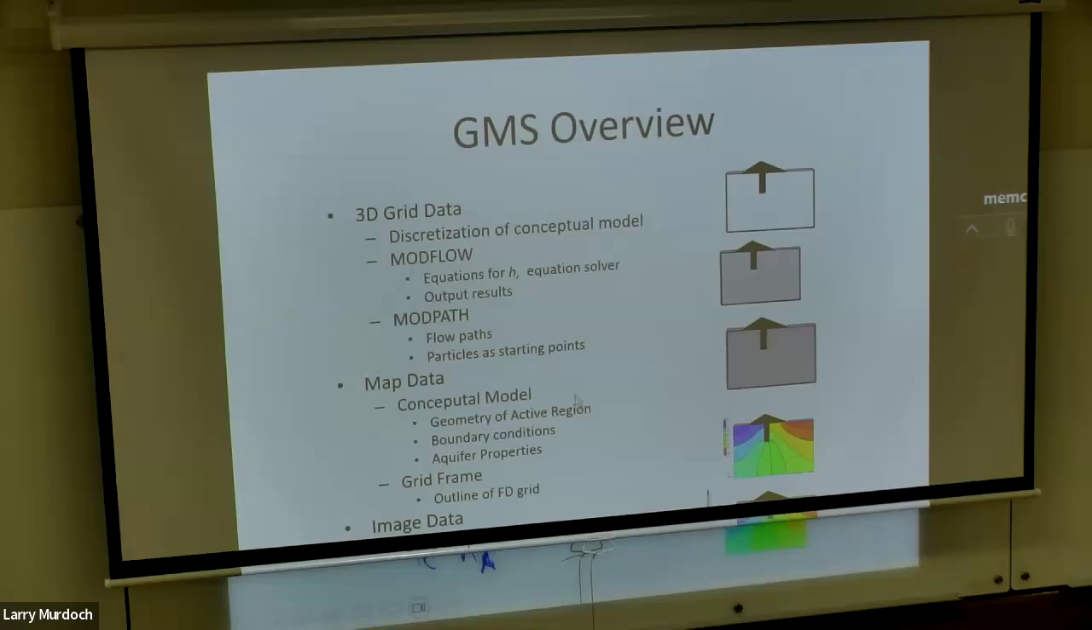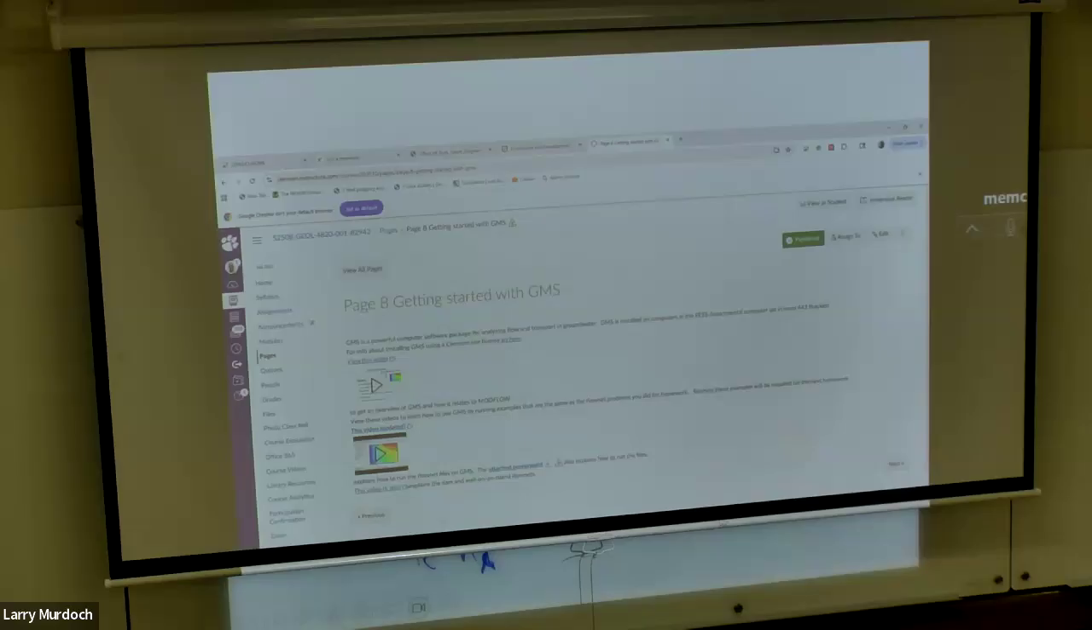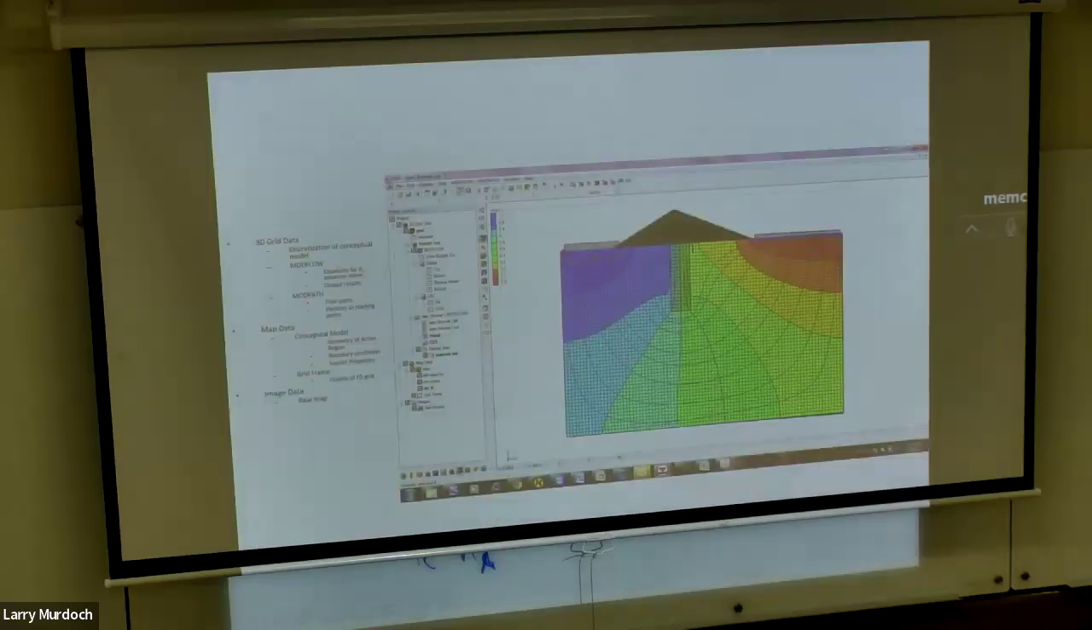So here's some more detail. This is one of the problems where we have flow under a dam. You can see the grid there. There's a finite difference grid on that. And then here are the hydraulic heads, and we put in some flow paths. Get that result. Okay, so yeah, there it is.